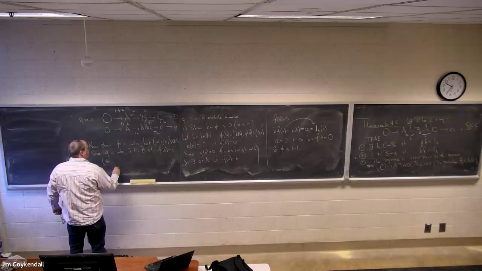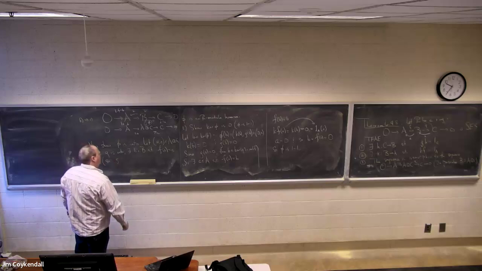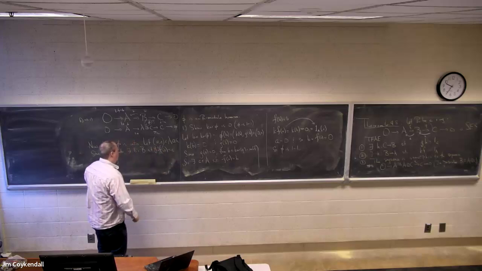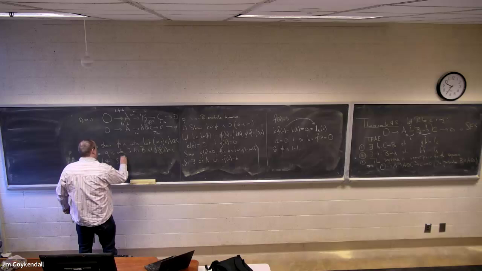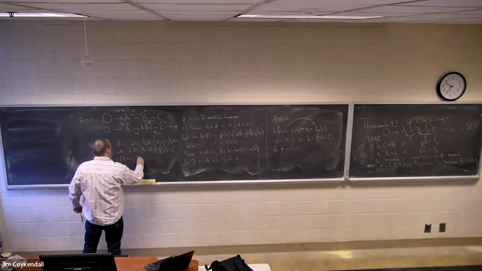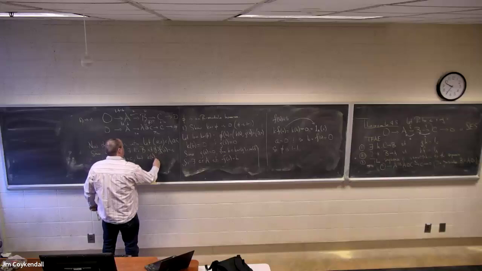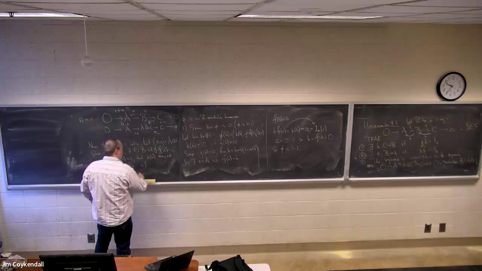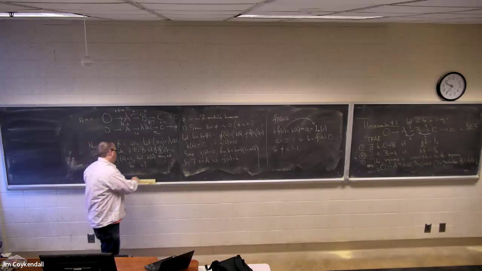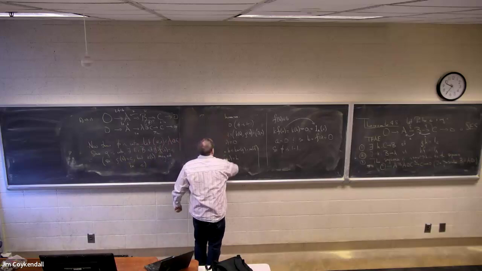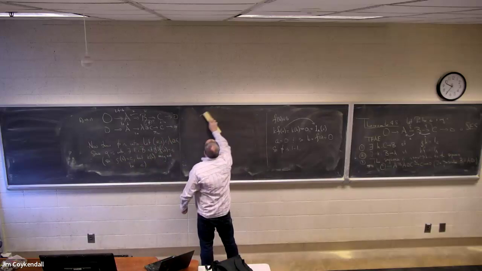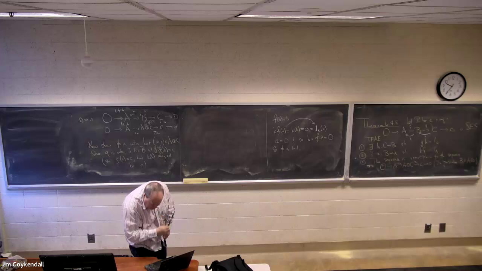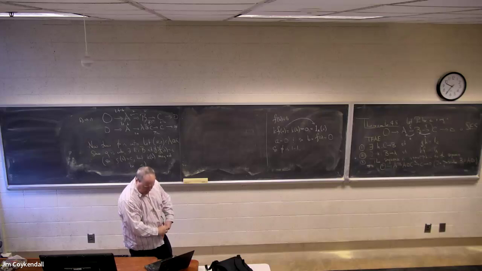So G of B equals C, but K of B may not be A. So we'll have to adjust this somehow. And as you might guess, I can adjust this by something in the kernel of B, which is the image of A. So let's precisely see how we might go about this.